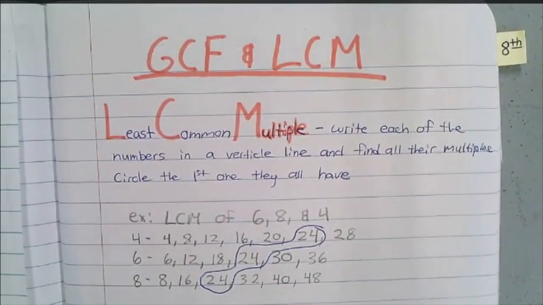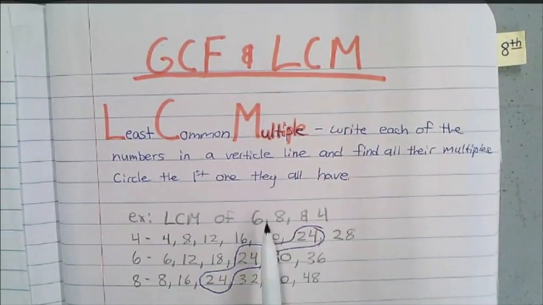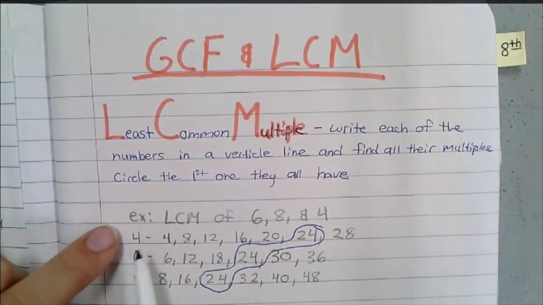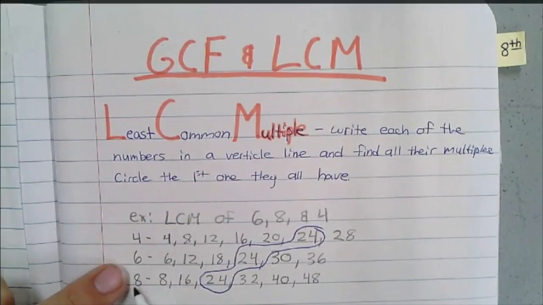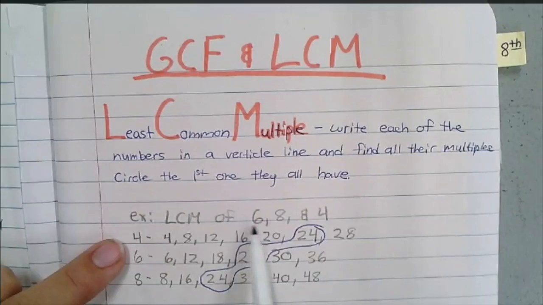This is also in this lesson. It talks about you finding the greatest common factor by listing. So we're going to quickly talk about least common multiple and greatest common factor. So the least common multiple is we are going to just list our numbers in a row right here, and we're going to write out all the multiples. So least common multiple of 6, 8, and 4.